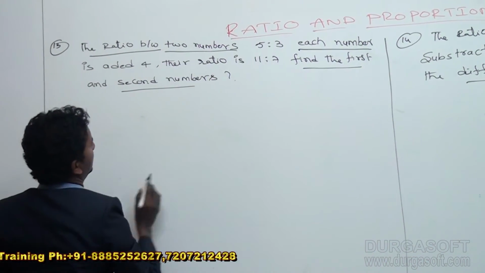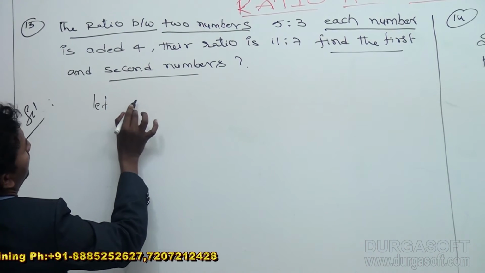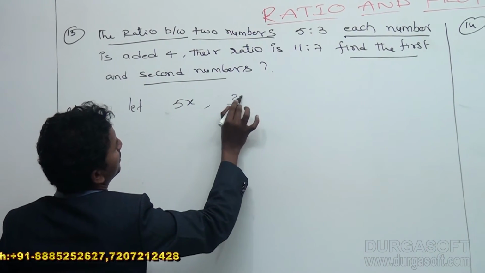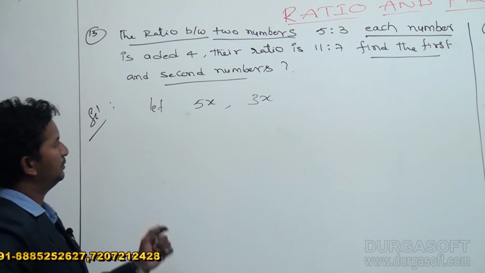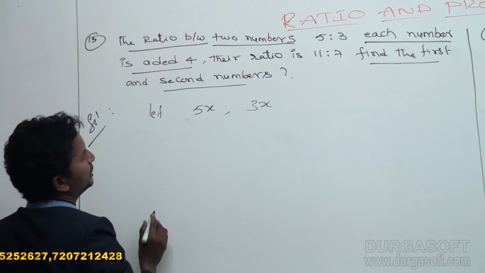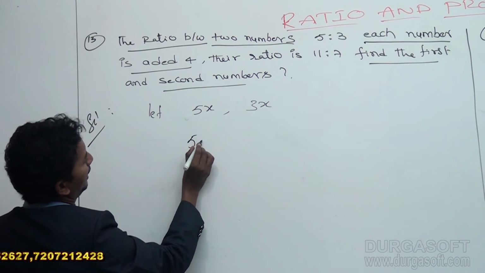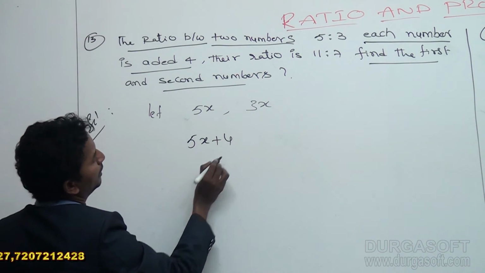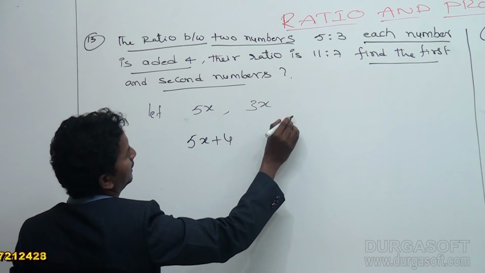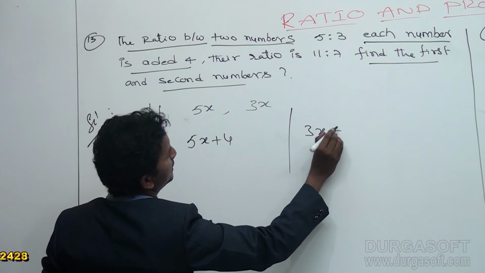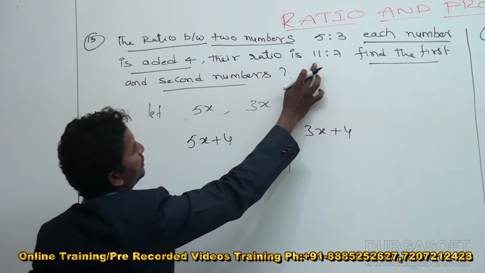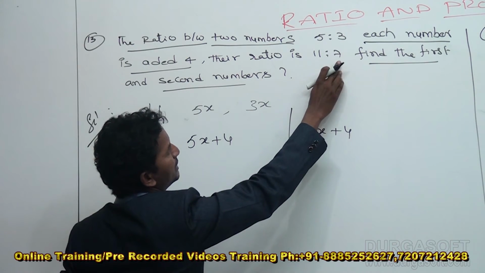Two numbers are there. Let us assume the two numbers are 5x comma 3x. Two numbers I am taking as 5x and 3x. If each number is added by 4, each number added is nothing but 5x plus 4. Now this one also added, so this one is nothing but 3x plus 4. Both numbers are added by 4. Then the ratio should become 11:7.